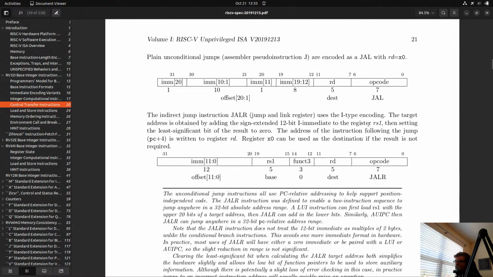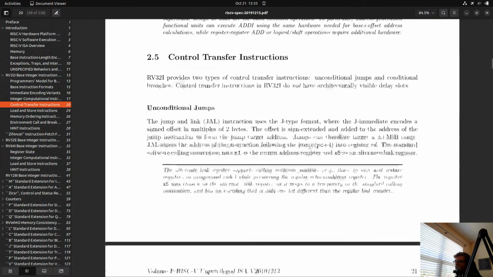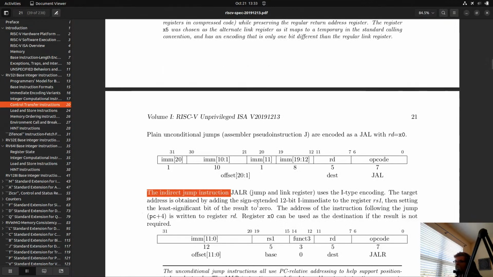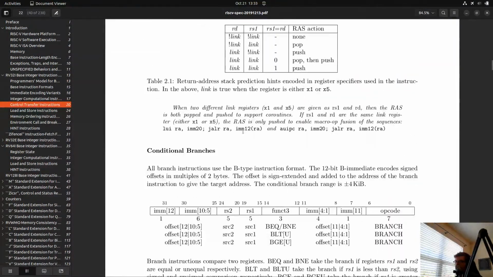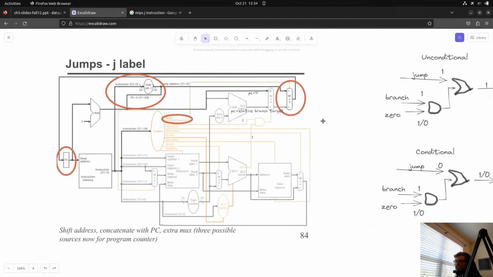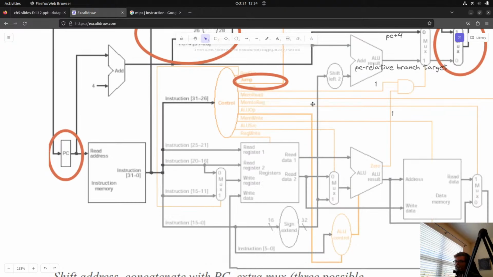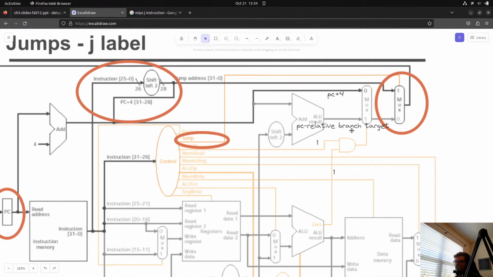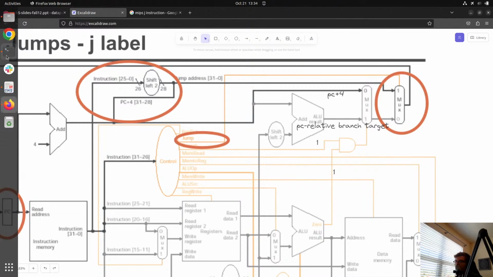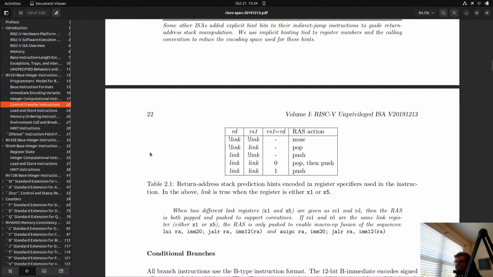By adding the sign-extended 12-bit I immediate to the register RS1. Okay, so the indirect jumps do matter. If I had read ahead, that would have been useful. So we actually do need something similar to this. The jump instruction is not the same. It's not PC relative. This one is PC relative, right? We're adding, but the input is going to be from RS1. So here, let's go ahead and make sure to add this down.